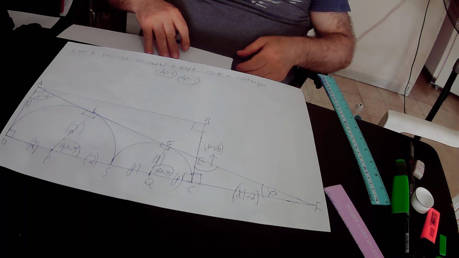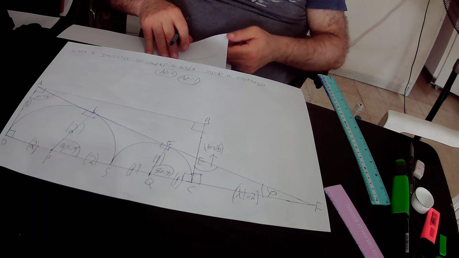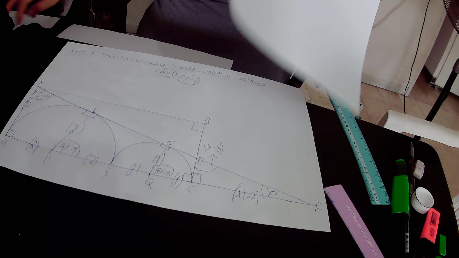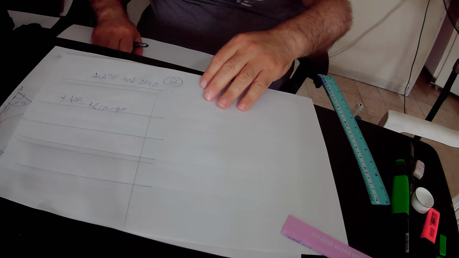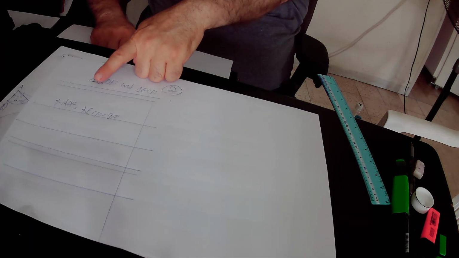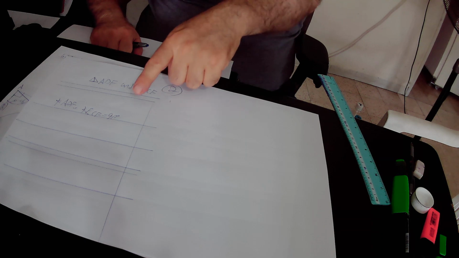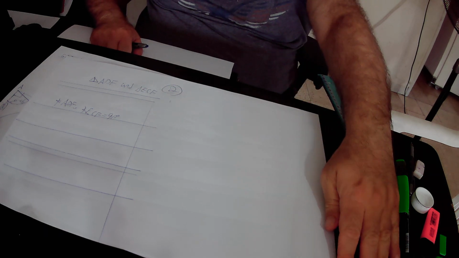Repeat again. We found out that angle ADF in the big triangle equals angle ECF in the small triangle. They are both equal to 90 degrees, therefore they are equal to each other.